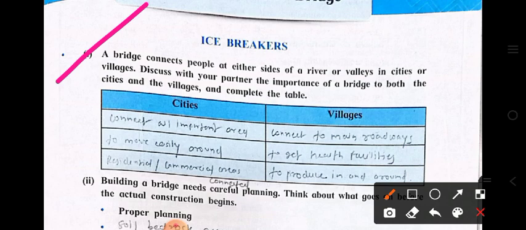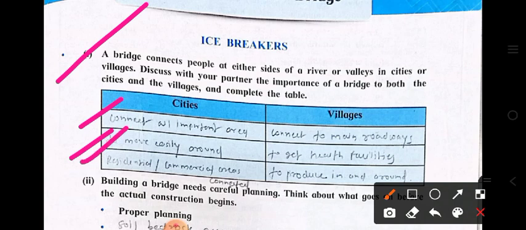So the very first point here: it connects all important areas. In a city, the important areas are available. So a bridge connects all the important areas in the city. This is the first point. Second point, to move easily around. It means citizens are able to move easily to and from all parts of the city using bridges. This also reduces the traffic problem.